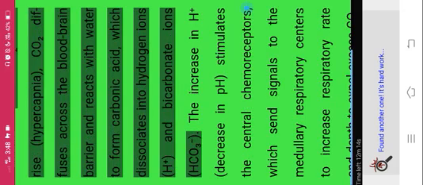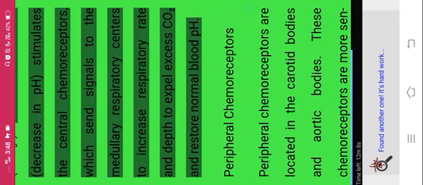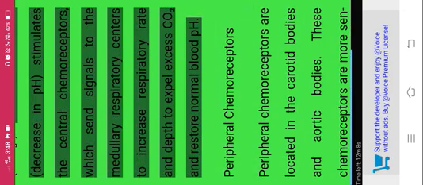Central chemoreceptors. Central chemoreceptors are located in the medulla oblongata and are responsible for monitoring changes in the pH of the cerebrospinal fluid (CSF), which is indirectly influenced by the concentration of CO2 in the blood. When CO2 levels rise (hypercapnia), CO2 diffuses across the blood-brain barrier and reacts with water to form carbonic acid, which dissociates into hydrogen ions (H+) and bicarbonate ions (HCO3-). The increase in H+ (decrease in pH) stimulates the central chemoreceptors, which send signals to the medullary respiratory centers to increase respiratory rate and depth to expel excess CO2 and restore normal blood pH.